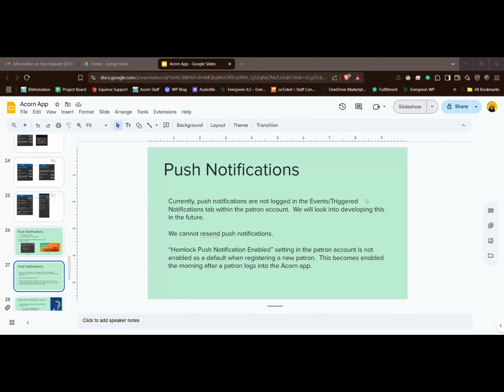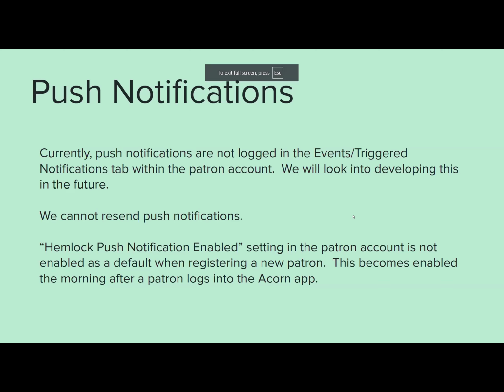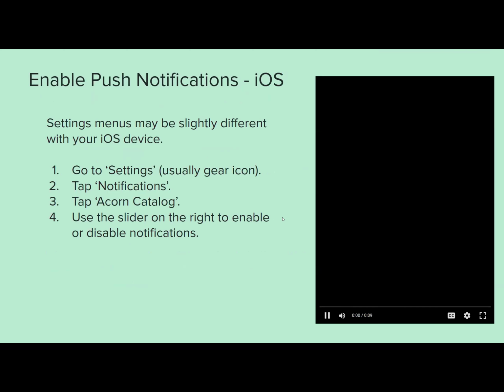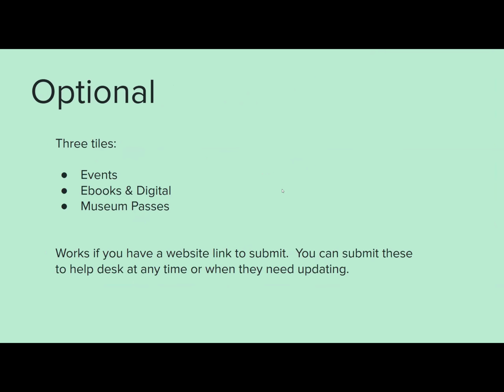Okay, and I'll go back to the PowerPoint and then we'll wrap this up and leave time for questions. All right, so nothing on push notifications, but let me know if you have any others later. These were the slides that we just went through. Okay, so now let's talk about those optional tiles that you saw. We have 3 of them, which are events, ebooks and digital, and museum passes.